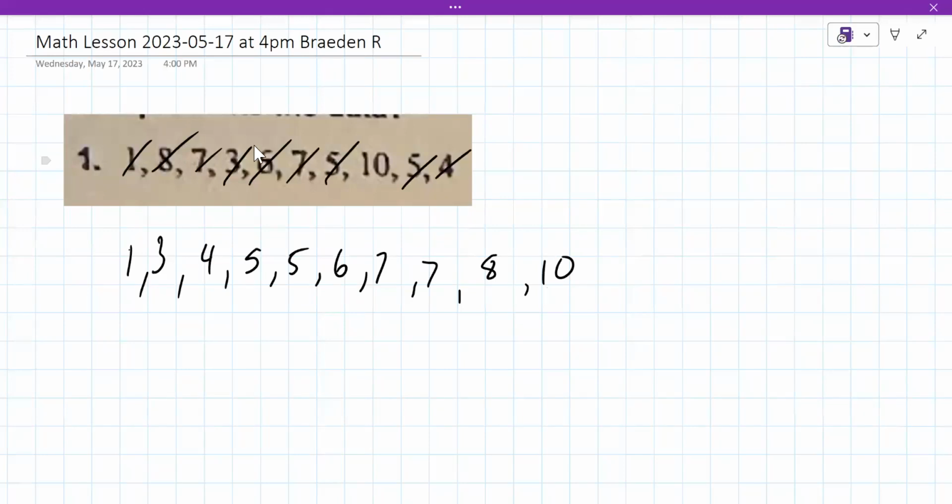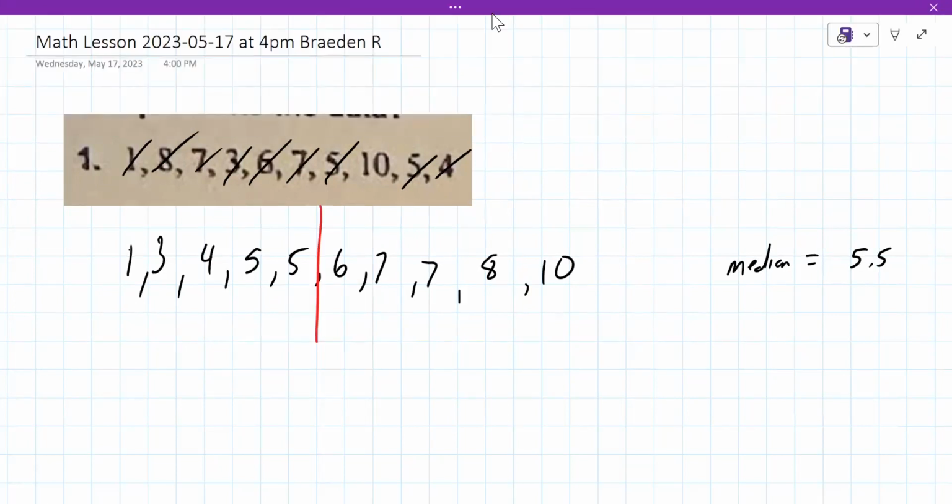1, 2, 3, 4, 5, 6, 7, 8, 9, 10, 10. Okay. So once you get it in order, it's pretty easy. You've got to find the two middle numbers like you were doing last night. The median in this case is 5.5. Very good.